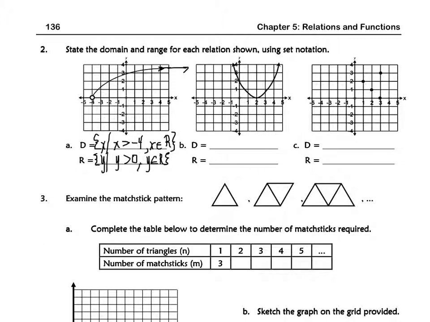The next graph, if you look at the x's, this graph has arrows on the ends. The graph is getting wider on both sides, so it's going out, out, out further.